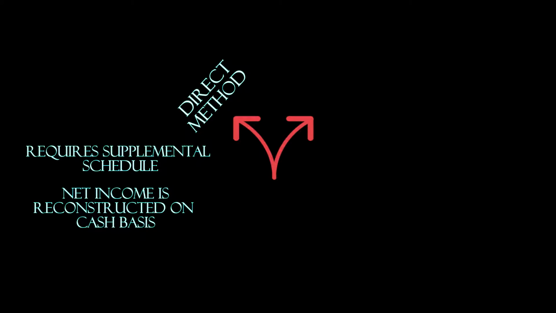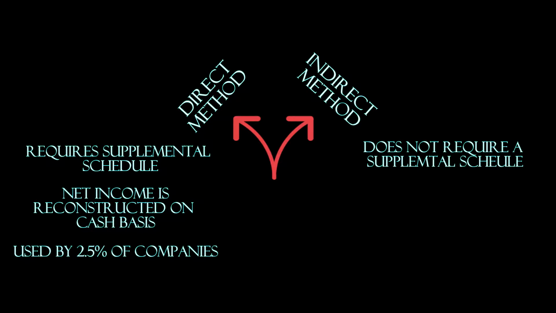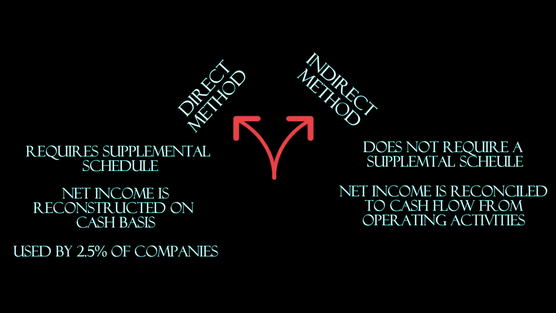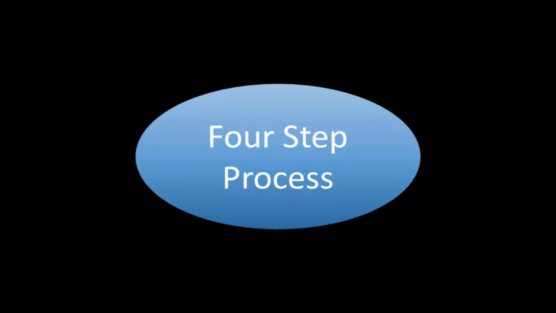There are two methods one can use to construct a cash flow statement. The first method is the direct method. This one requires a supplemental schedule, and the net income is reconstructed on a cash basis. This method is used by 2.5% of companies. The second method is the indirect method. It does not require a supplemental schedule, but it can be added for completeness' sake. The net income is reconciled to cash flow from operating activities. It is used by 97.5% of companies.